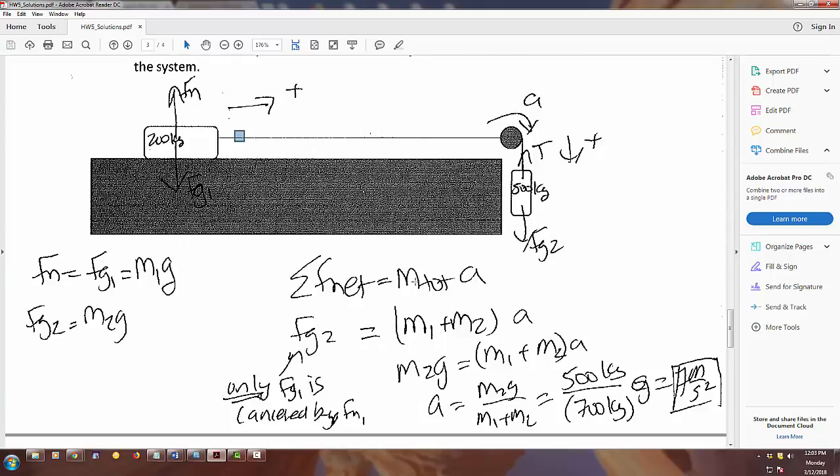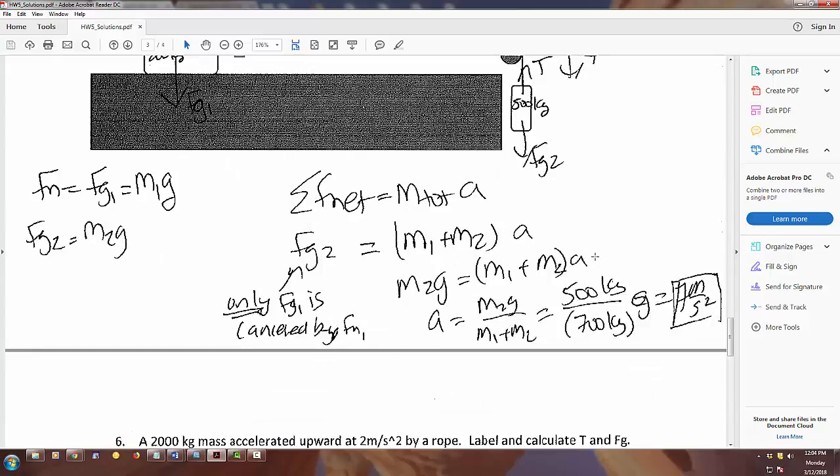So the net force causes the total mass to accelerate. Notice I'm always starting with a net force equation. So m2g equals (m1 plus m2) times a, and a is equal to m2g all over (m1 plus m2). And if I plug that in, I get 7 meters per second squared.